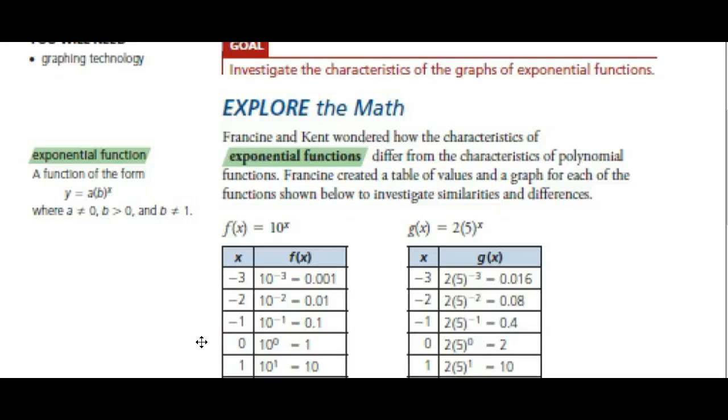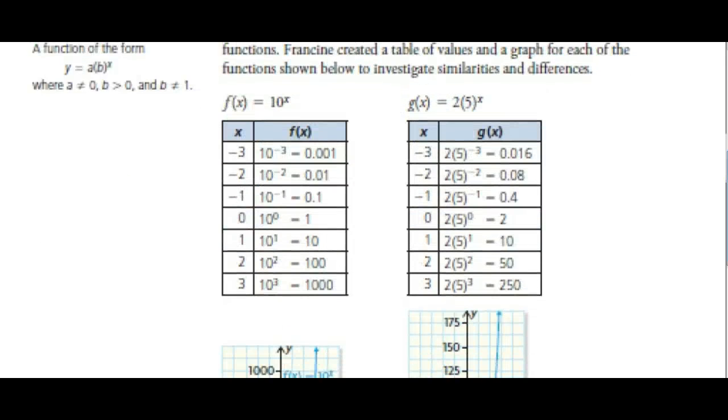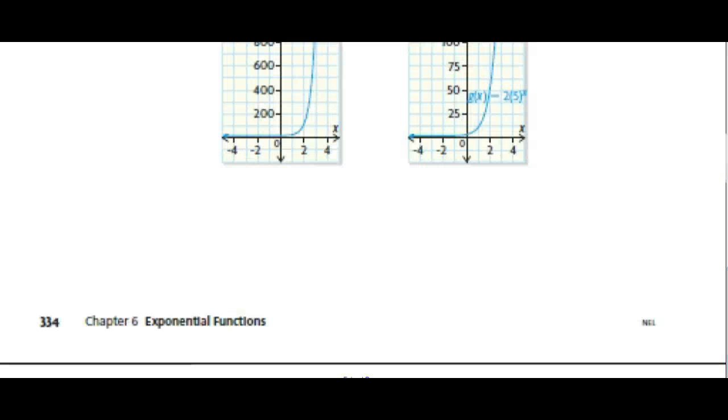6-1. Okay, so this just shows a couple of functions, right? Created tables of values. So we know that 10 to the x is going to be steeper, and 2 times 5 to the x, well, what's the characteristic there? It's going to have a y-intercept of 2, not 1, right? So the y-intercept is the a value. Okay, and what do we got here?